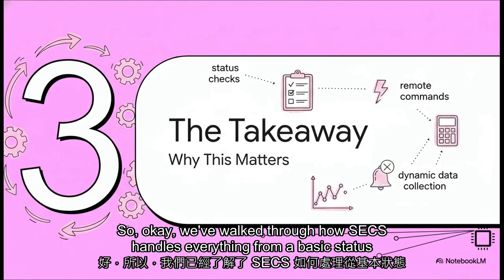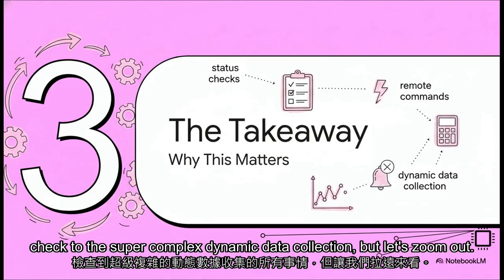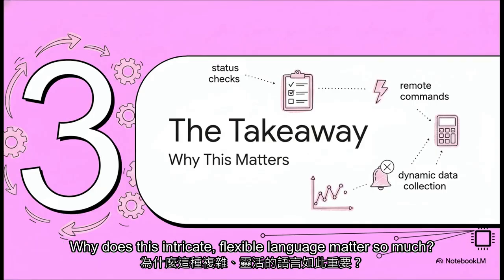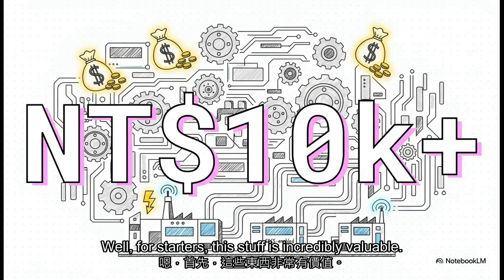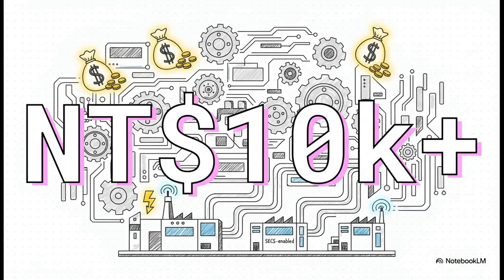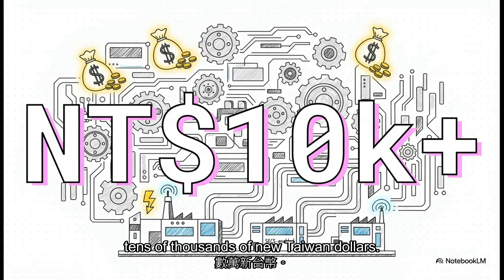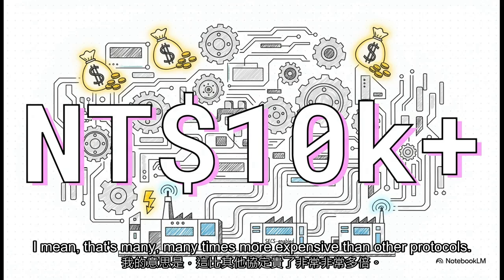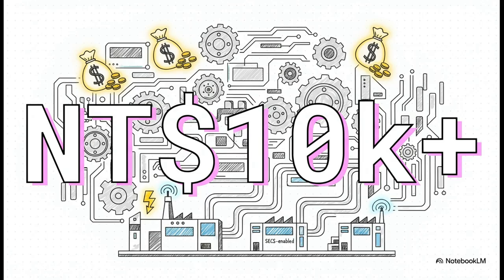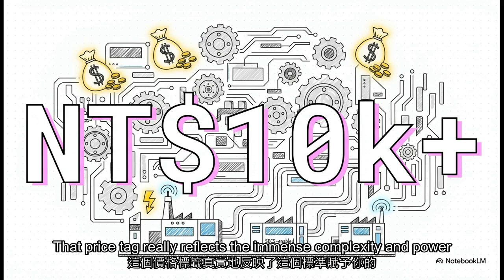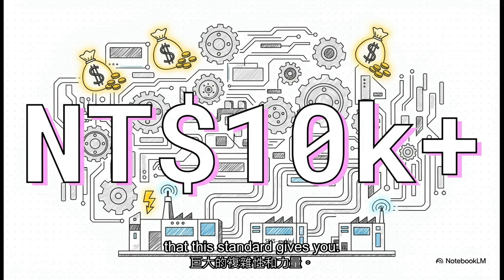So, okay, we've walked through how SECS handles everything from a basic status check to this super complex dynamic data collection. But let's zoom out. Why does this intricate, flexible language matter so much? Well, for starters, this stuff is incredibly valuable. A single license connection for just one SECS-enabled machine can cost tens of thousands of New Taiwan dollars. I mean, that's many, many times more expensive than other protocols. That price tag really reflects the immense complexity and power that this standard gives you.